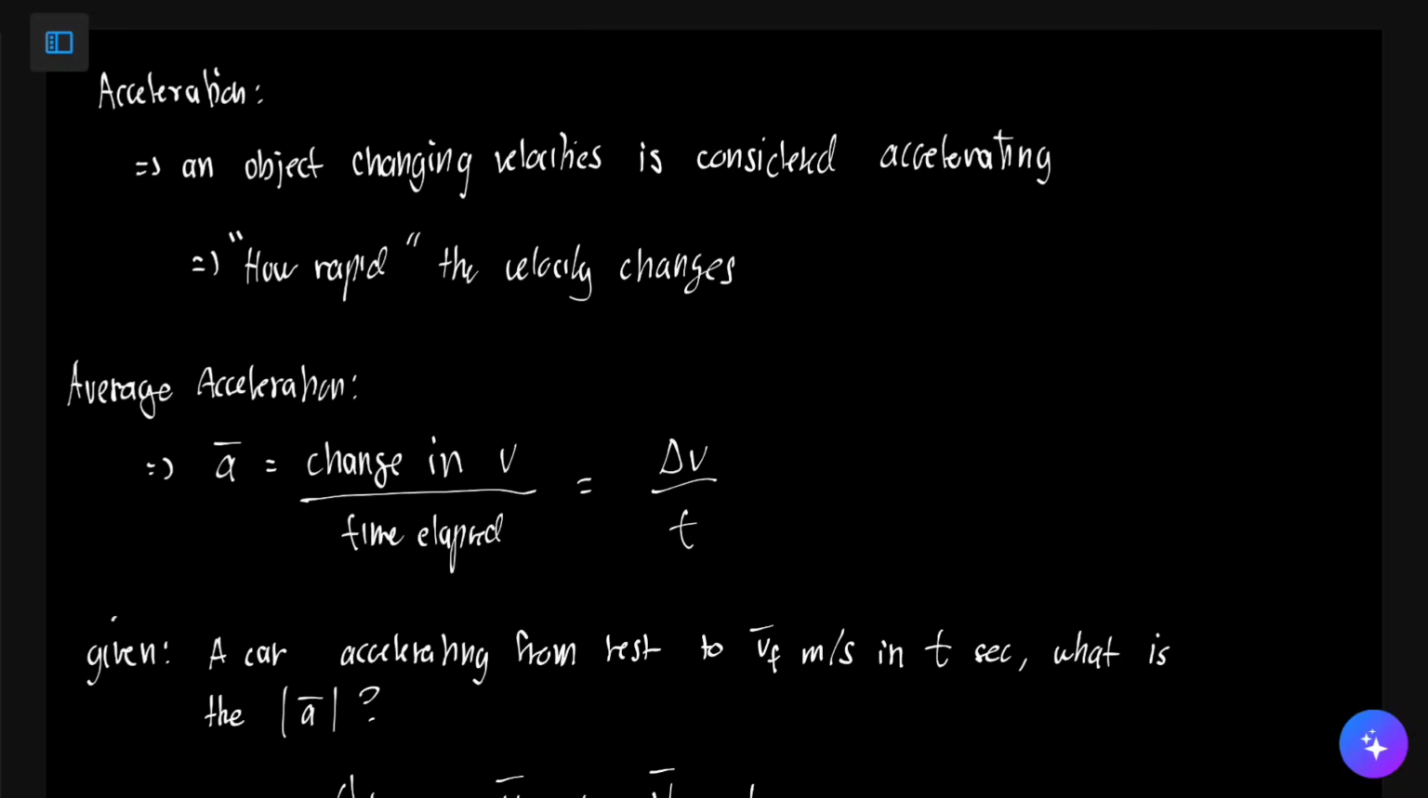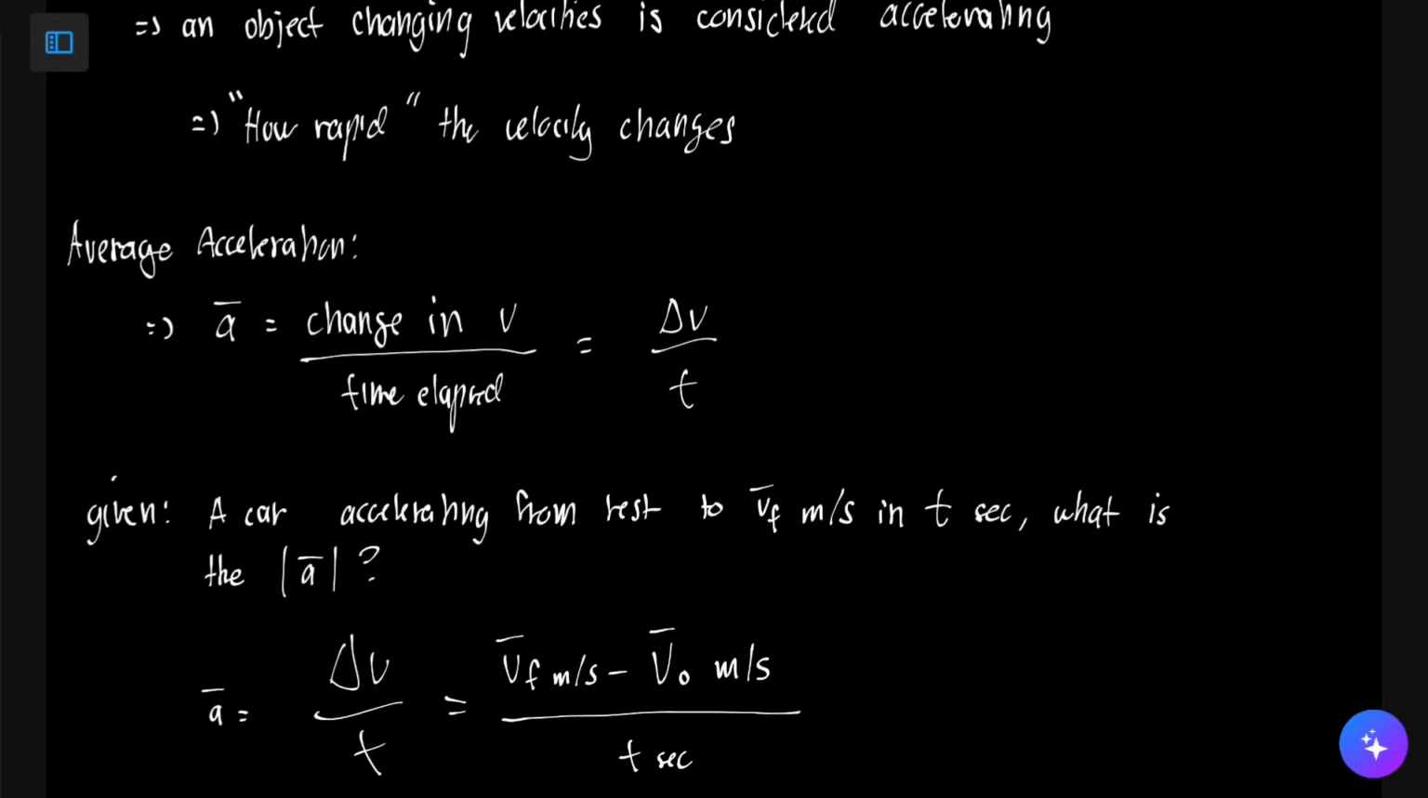So let us talk about your average acceleration. Your average acceleration is similar to your average velocity, wherein your average acceleration is defined as the change in velocity over time elapsed. So it is just your delta v over t, or you can write that as your final velocity minus initial velocity, divided by time.